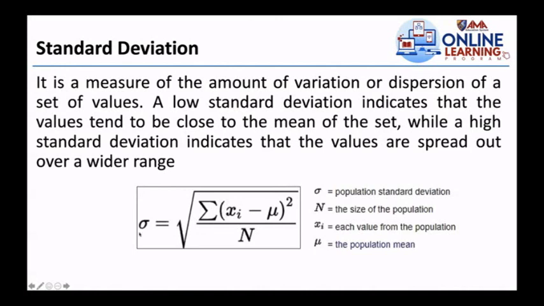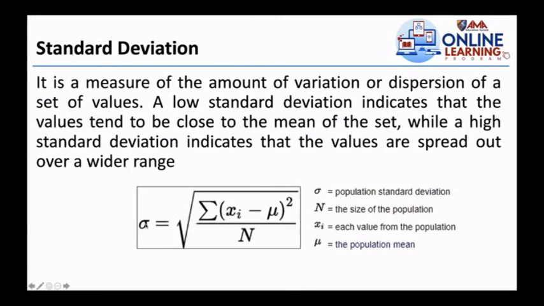Now, this is what you call the population standard deviation. Later on, you'll know the symbol for the sample standard deviation. This is a Greek letter called sigma. Usually, when we refer to a population, what do you call this? Population parameter. For example, population mean, population median, population mode, and this one, population standard deviation. We use Greek letters for population parameters.